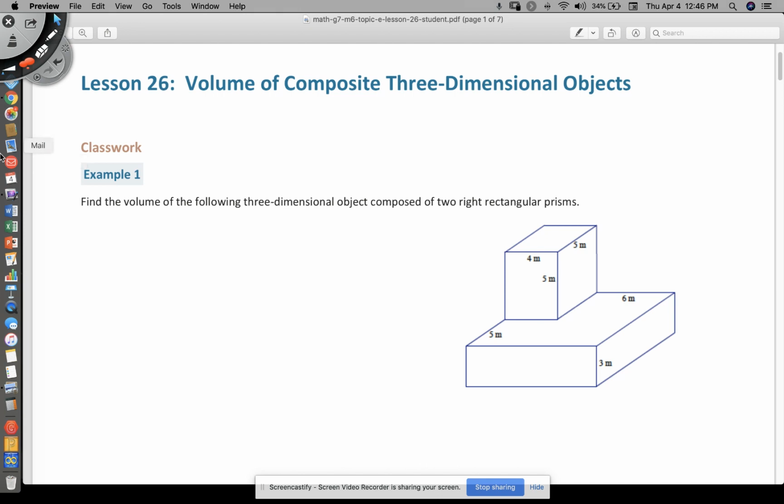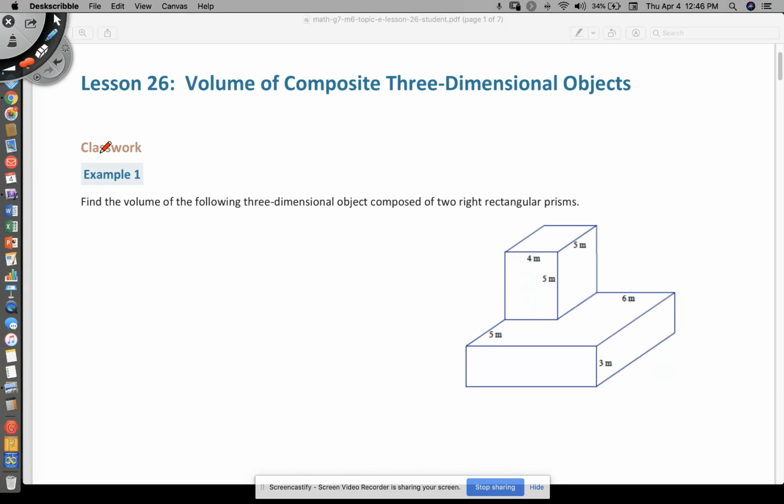This is 7th grade, lesson 26, module 6, on volume of composite three-dimensional objects. All right, so we're going to take care of some volumes here. Let's just imagine we were going to fill up this whole container here. How much water would it require?